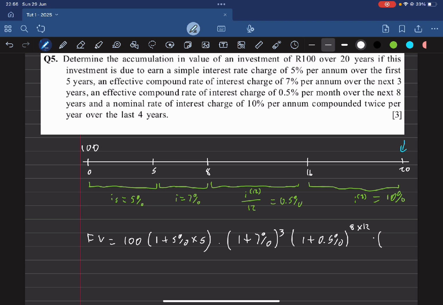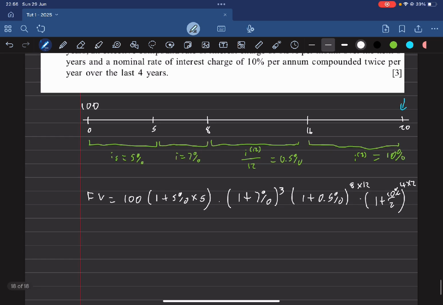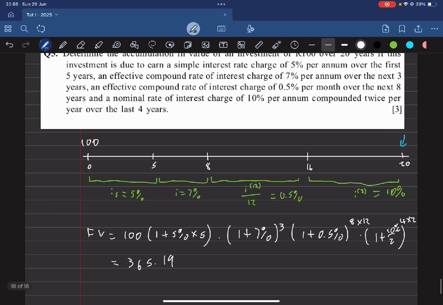And now for this one, 1 plus, instead of, this is the nominal rate, we want to get it into an effective half yearly rate. So what I'll do is I'll divide it by 2. So now this is the interest rate per half year. Let me move this across to give me some space. Now this is the interest rate per half year. Now I want to raise the power of the number of half years. So from time 16 to 20, there's 4 years. So it'll be 4 times 2, because there's like 2 half years in each year. And if you plug that into your calculator, you get 365.19. Okay, so this was quite an easy one, and that's your final answer.